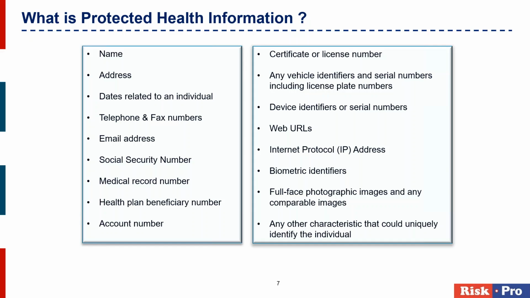Biometric identifiers, there are a lot of them now, like the thumb impression or facial recognition. Those are also called protected health information. Full-scale images and other characteristics that could uniquely identify an individual. When we are talking about an individual, we are considering that as an individual's health information. This is what we need to consider from the protected health information perspective.